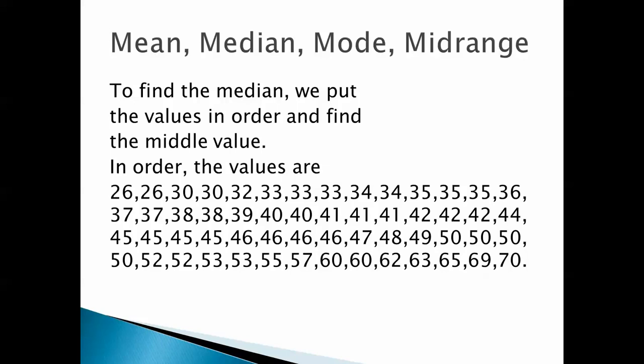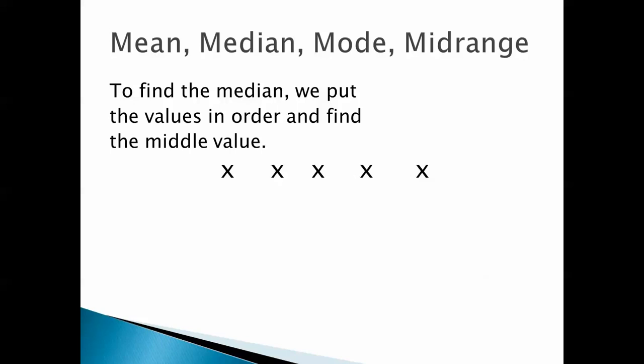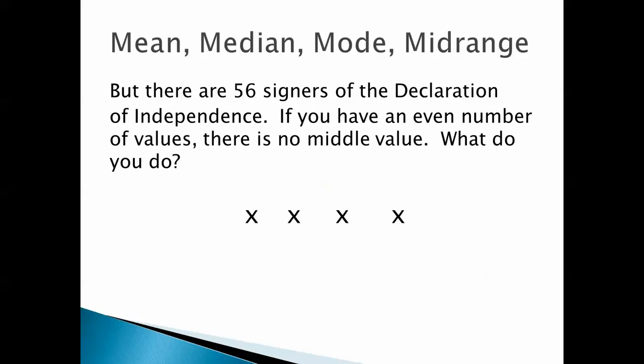So here are the values in order. They range from 26 to 70. Now again, when you find the median, you put the values in order and find the middle value, which is great if you have 5 values. If you have 5 values, there is a middle value. But there are 56 signers of the Declaration of Independence. If you have an even number of values, there is no middle value. Look at this.